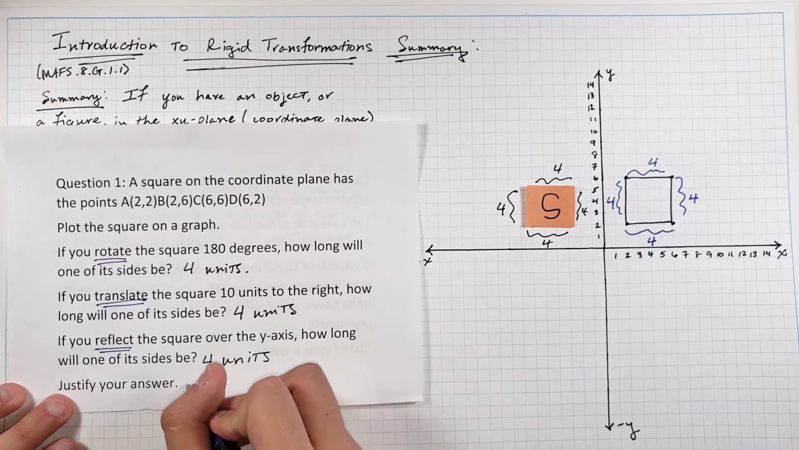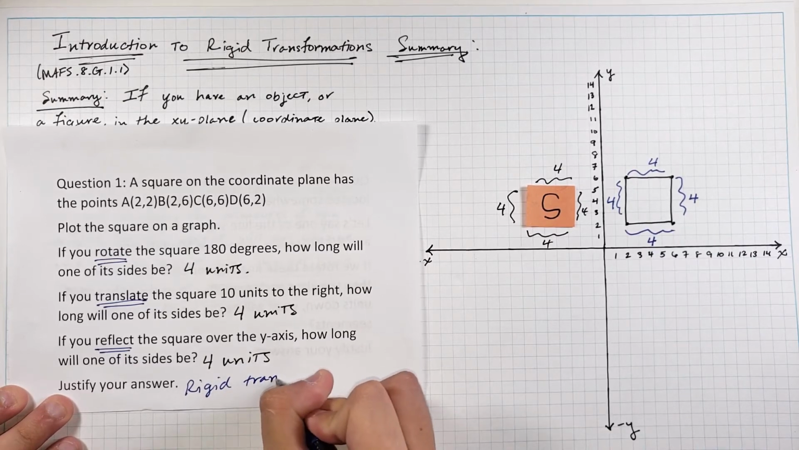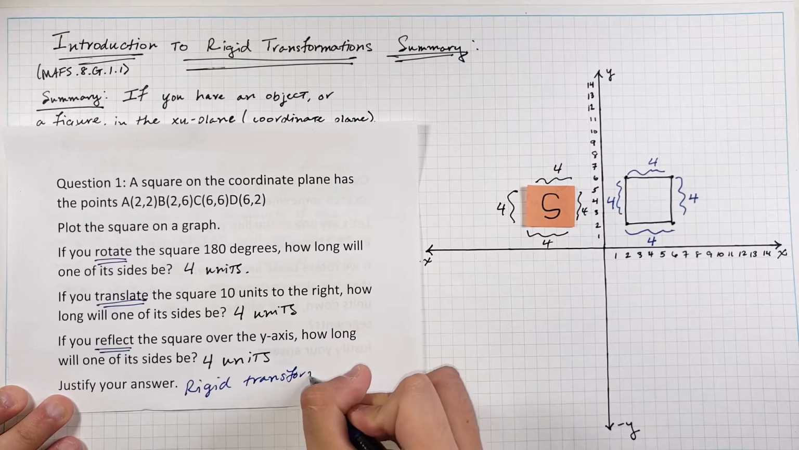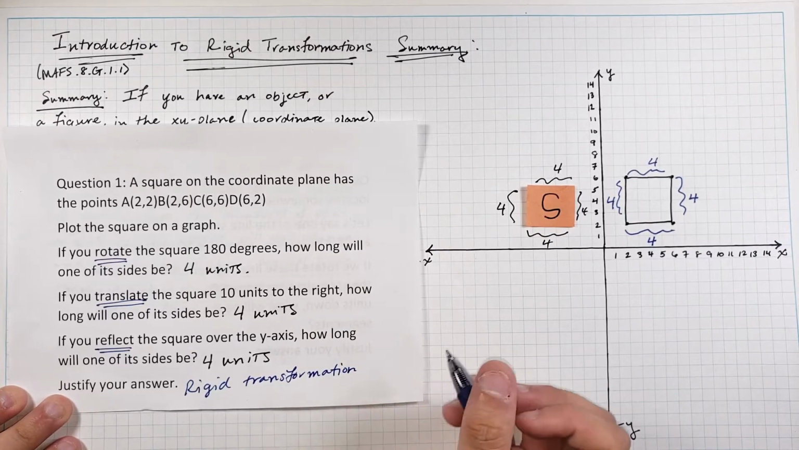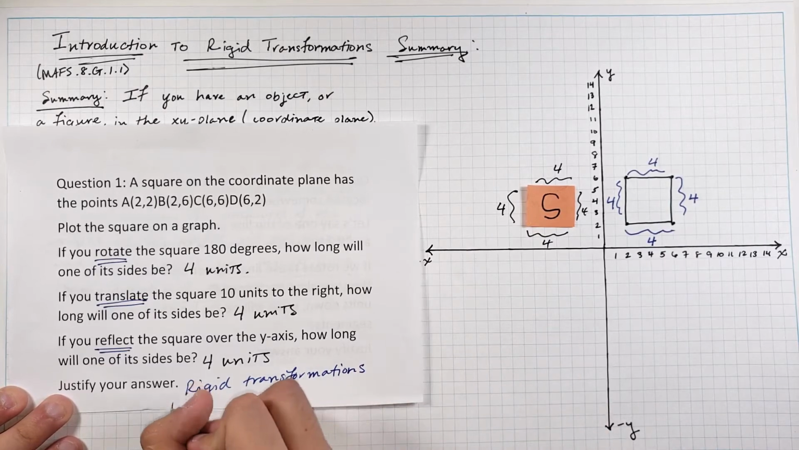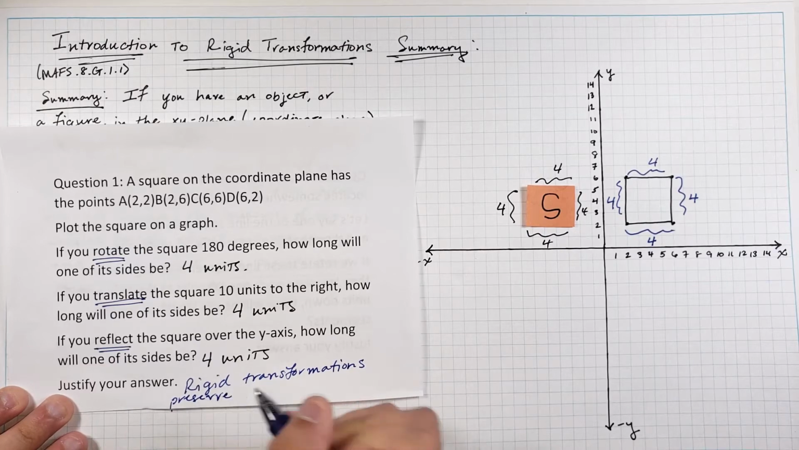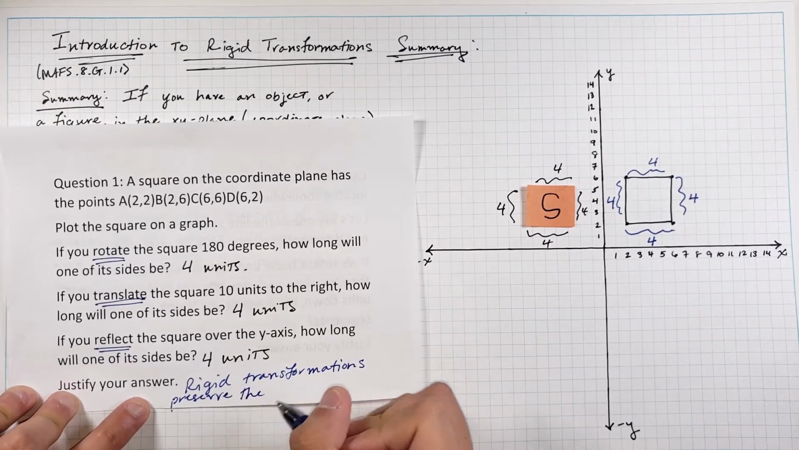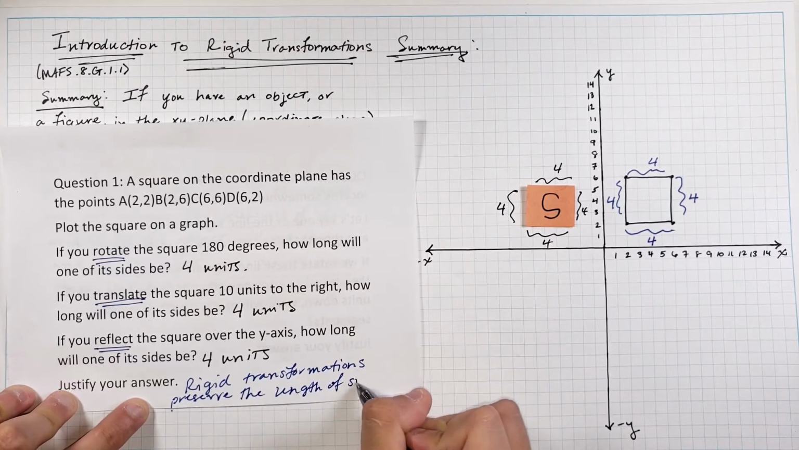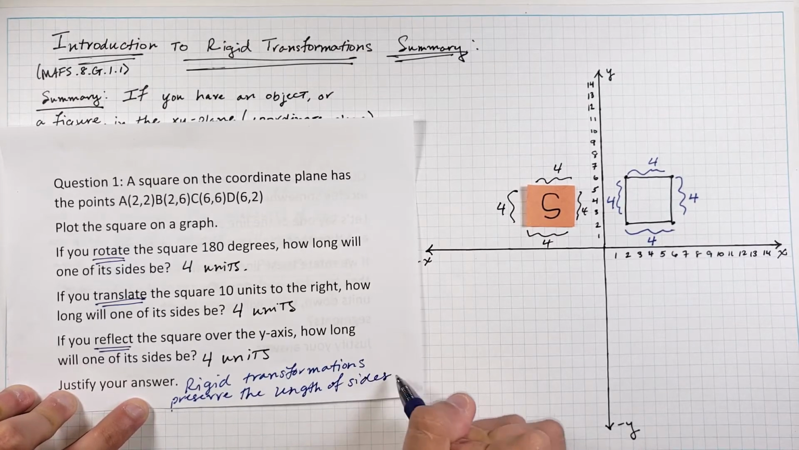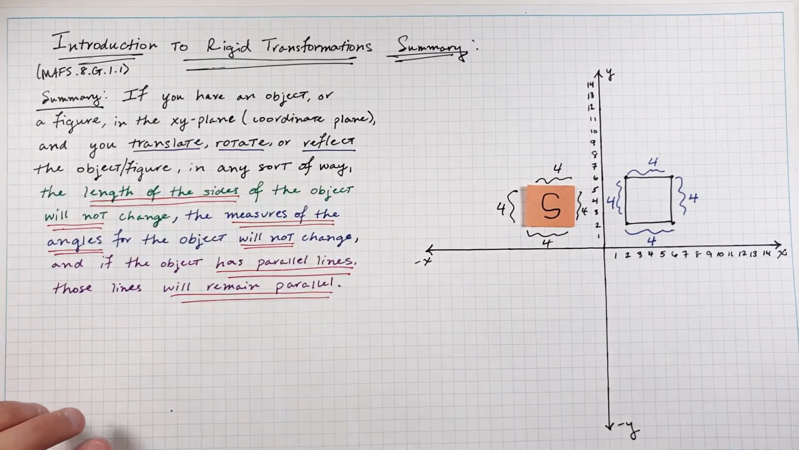Pretty much all you could say here is rigid transformations, which is what we're doing, which is what rotations, translations, and reflections are. Rigid transformations preserve the length of sides, or the length of the lines, okay, it doesn't change. All right, let's look at another one.